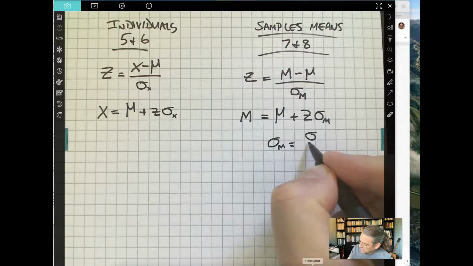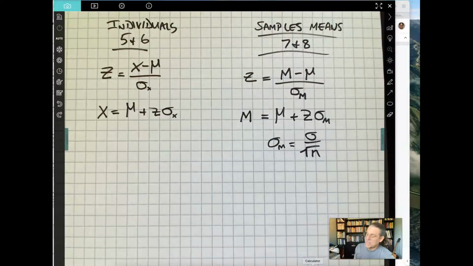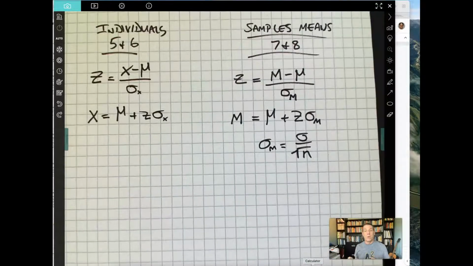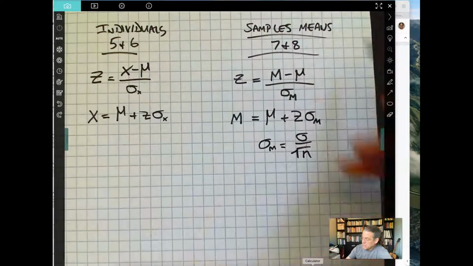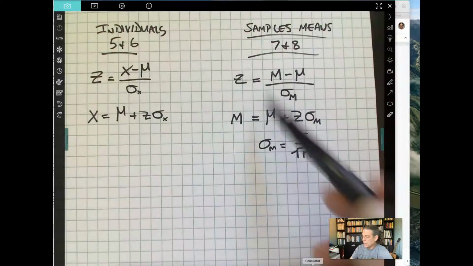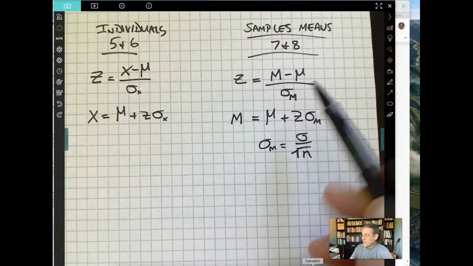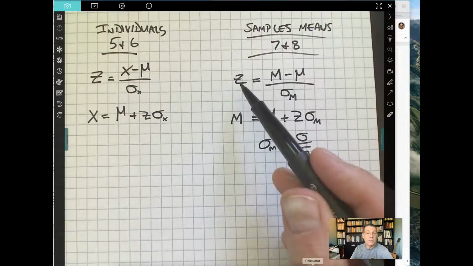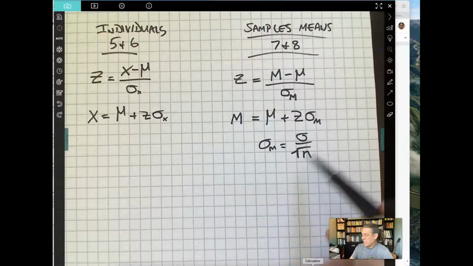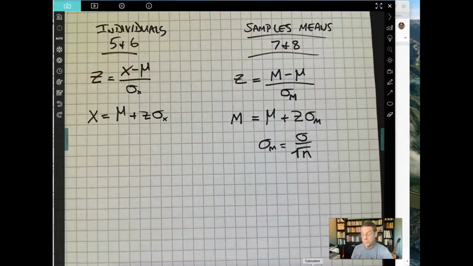And that is the standard deviation of the population over the square root of the sample size. Okay? So that's basically the change: we're going to have an extra step before we can even get to either of these forms. You're going to use one of them probably, depending on which one you're trying to solve for, whether you're solving for a z or solving for a sample mean. But we're going to have to calculate a standard error first.